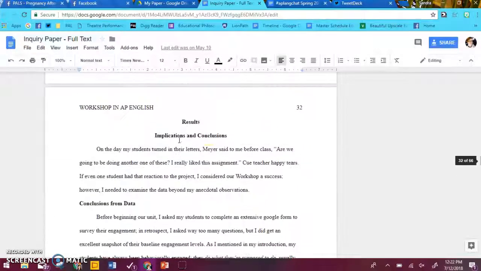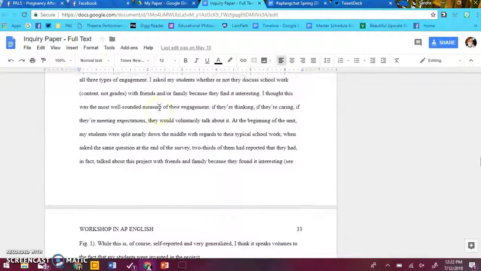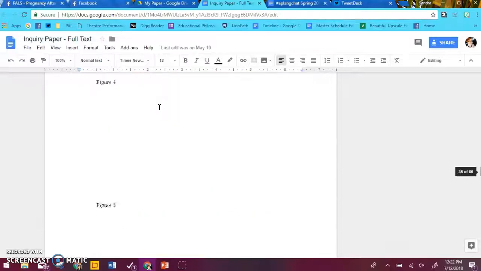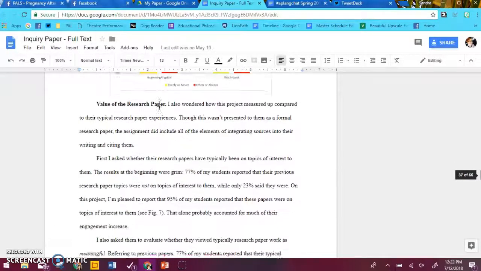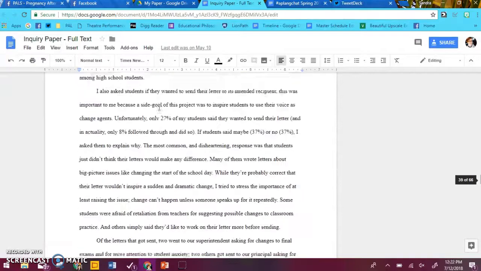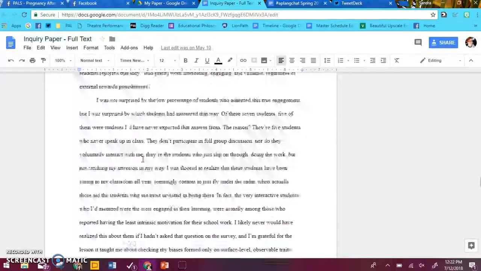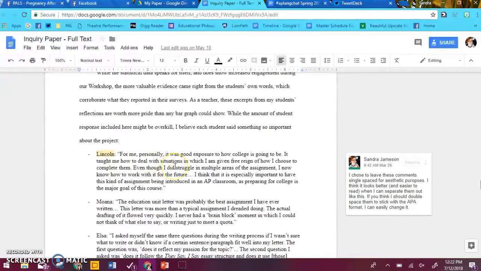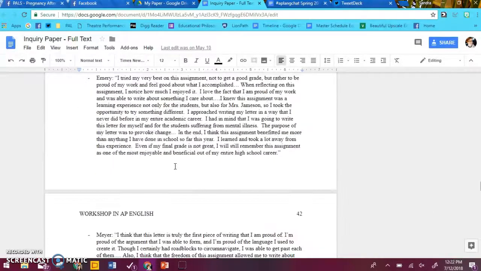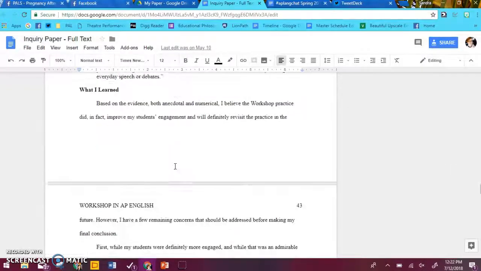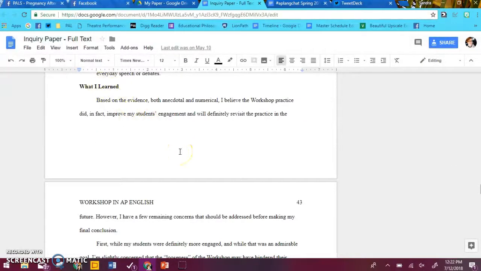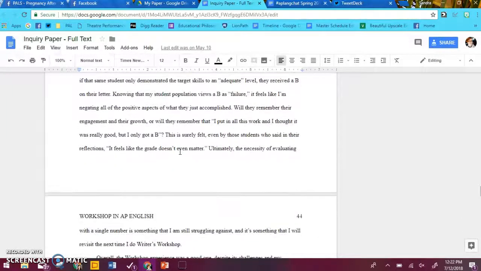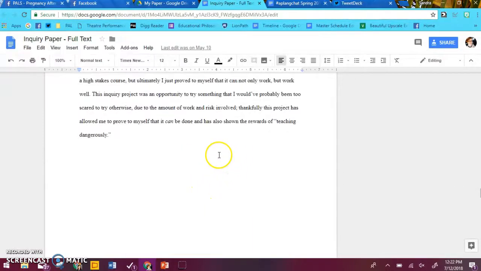And then, of course, at the end, in my implications and conclusions, I take a look at all the data of what students said in the beginning and ending surveys. And I also ultimately looked at what the students said in their reflections, and what that meant, and how and why that was important. And I finally wrapped it up by reflecting on the process as a whole, and what I learned through it as an inquiry project about English class best practices.